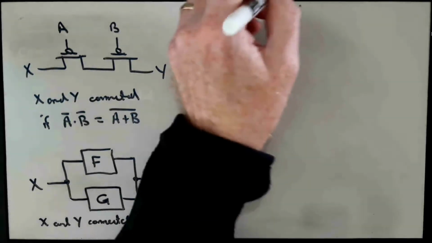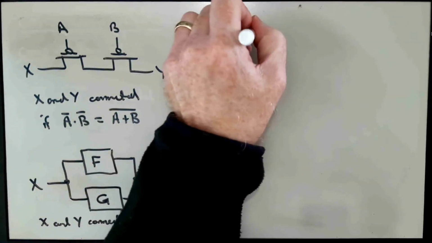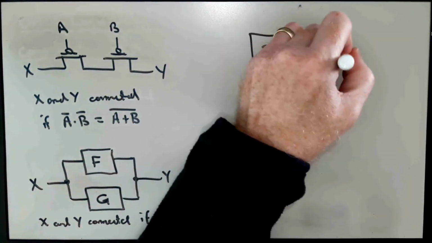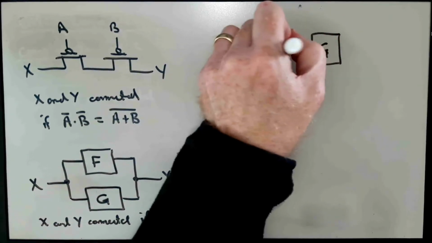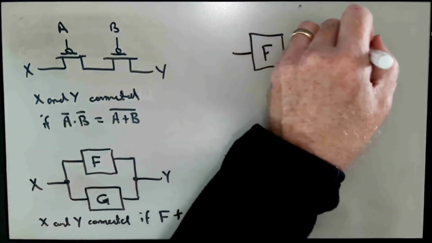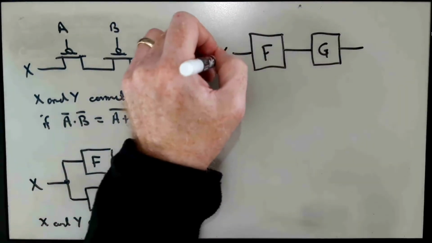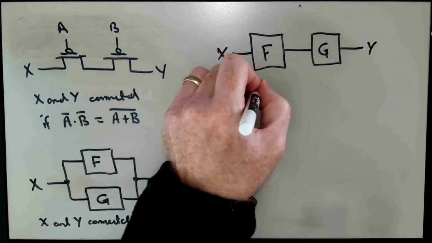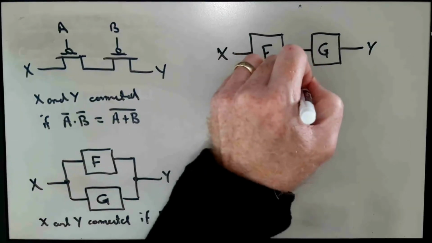Okay? And if I have the series connection with these same two networks, I've got two networks F and G that are connected in cascade with each other, or in series. Here X and Y are connected.